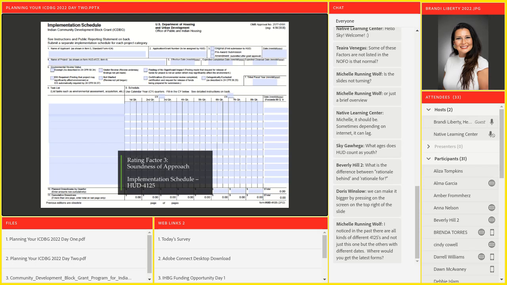So Michelle's saying, I noticed in the past there are all kinds of different 4125s, and not just this one, but the others with different dates. The latest forms HUD will put on Code Talk. And at some point they'll be updated on the grants.gov side of things also, Michelle. And so, make sure you're using the more recent forms and all of that.